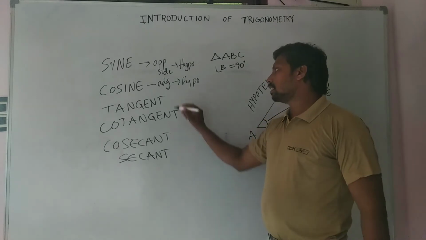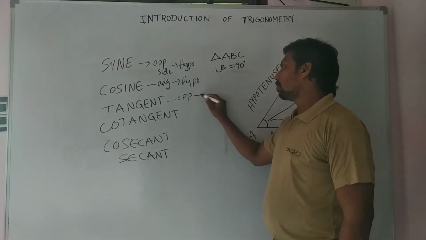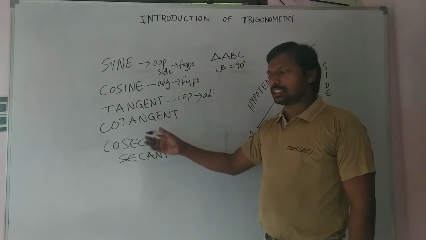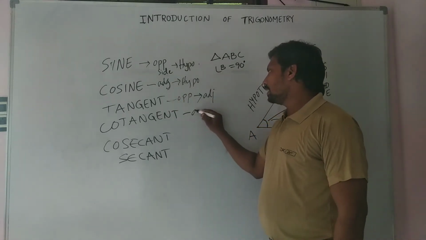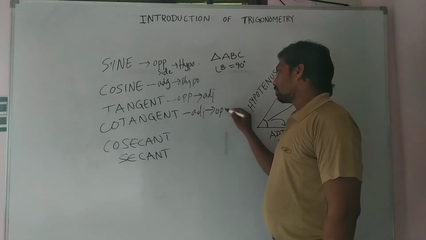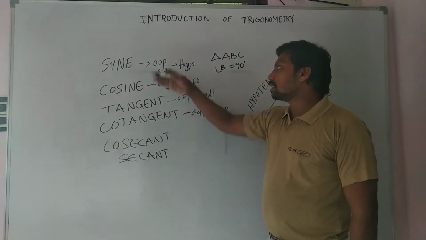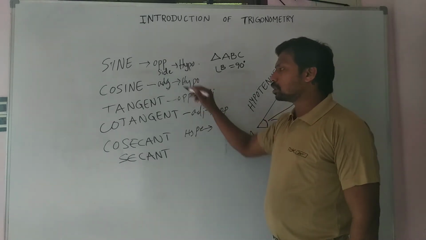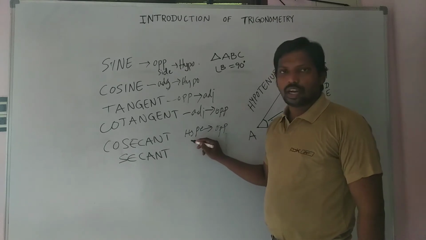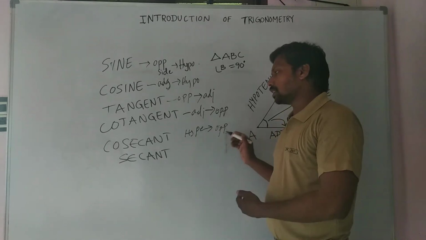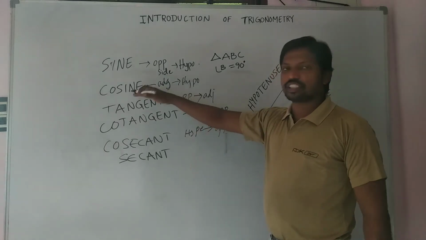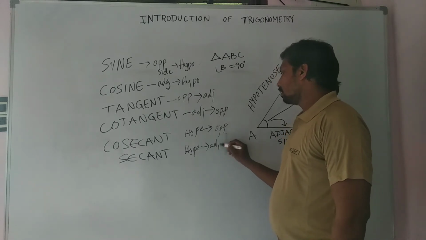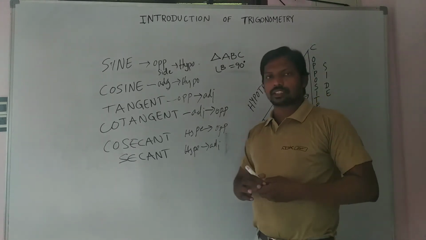Tangent is the ratio of the opposite side to the adjacent side. Cotangent is the reverse of tangent: adjacent side to opposite side. Cosecant is the reverse of sine: hypotenuse to opposite side. Secant is the inverse of cosine: hypotenuse to adjacent side. These are the definitions of the ratios.